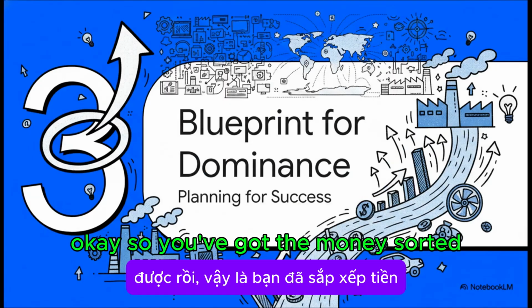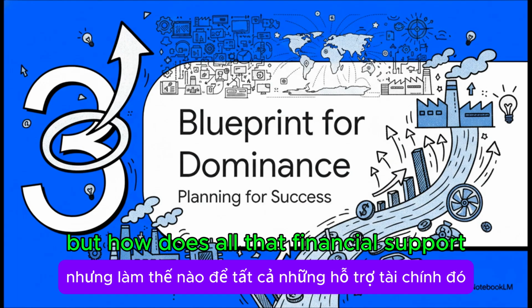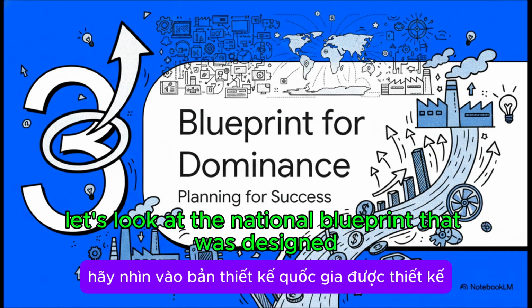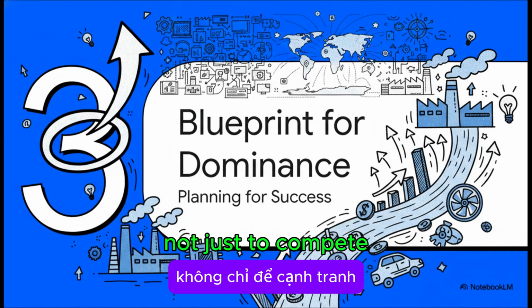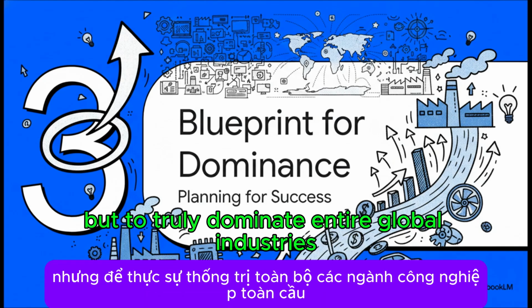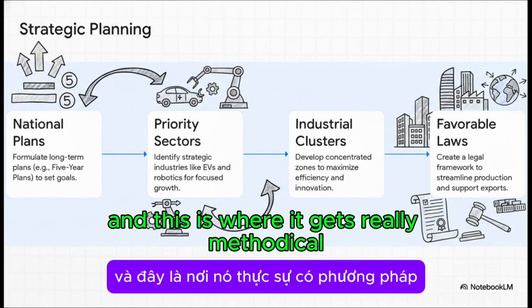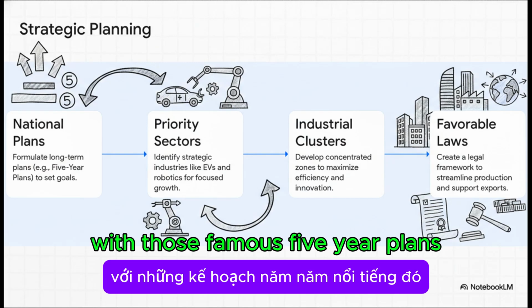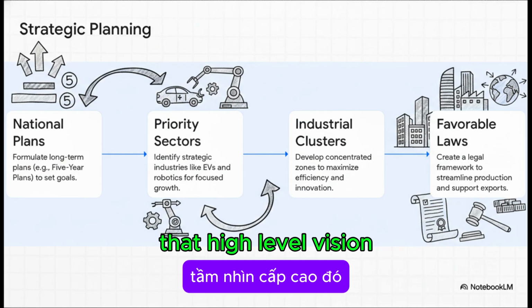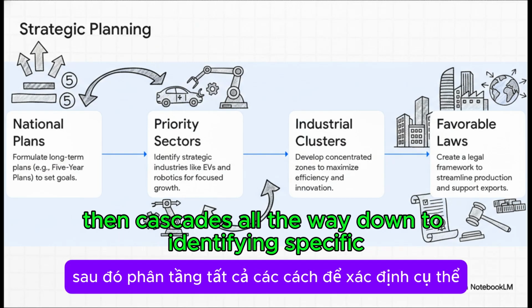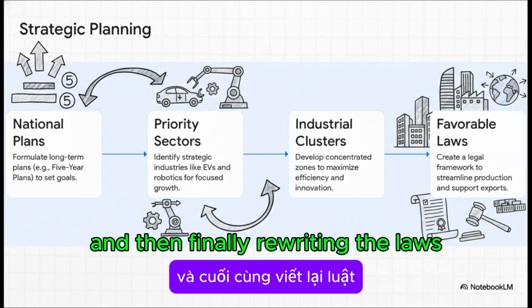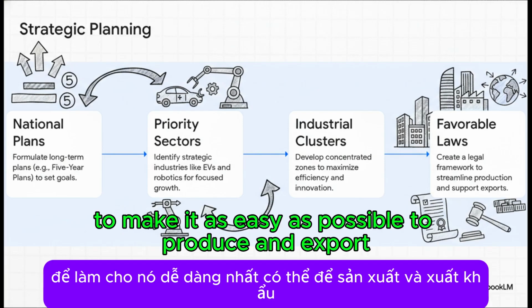Okay, so you've got the money sorted. But how does all that financial support fit into a bigger picture? Well, let's look at the national blueprint that was designed not just to compete, but to truly dominate entire global industries. And this is where it gets really methodical. It all starts at the top with those famous 5-year plans. That high-level vision then cascades all the way down to identifying specific key industries, building up entire cities or regions around them, and then finally rewriting the laws to make it as easy as possible to produce and export.